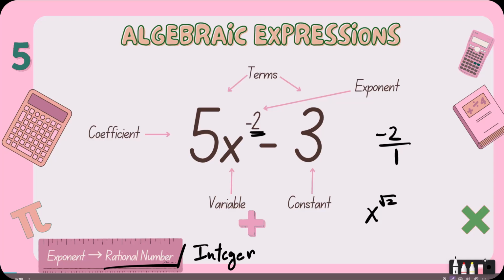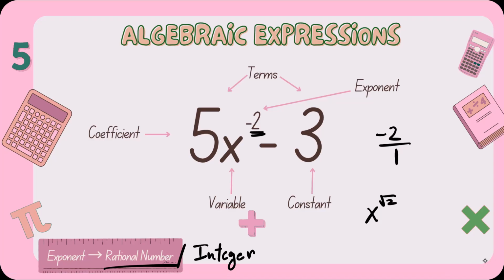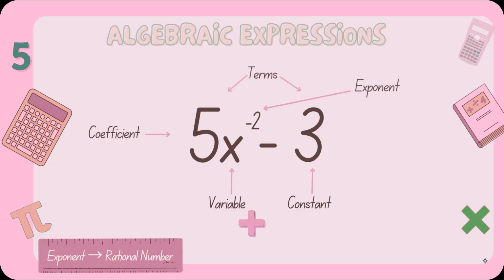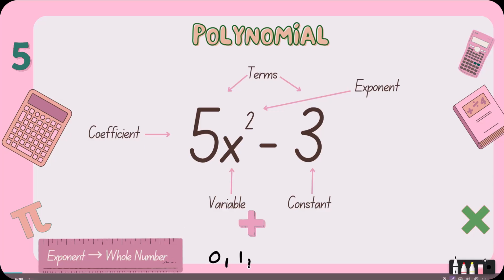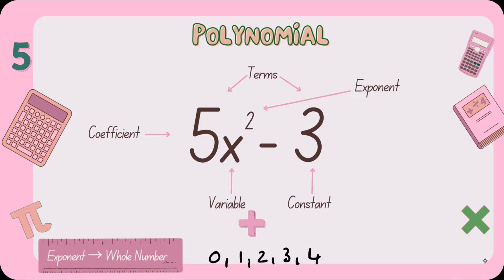But for a polynomial, all of these are algebraic expressions. No matter what the exponent is, all of them are algebraic expressions. What makes it a polynomial is what we need to understand. The exponent should be a whole number. What is a whole number? The numbers 0, 1, 2, 3, 4 and so on. So the exponent cannot be a rational number or a fraction.